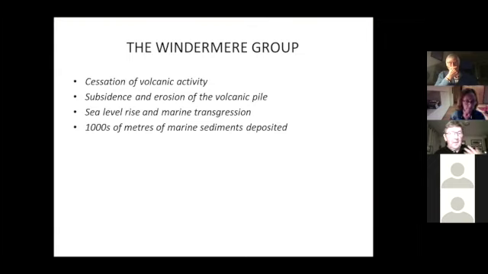Now, the Windermere Group was formed after the volcanic activity came to an end. It involved another period of subsidence. As it was subsiding, the whole area was being eroded. The sea level rose. There are lots of reasons why that happens, but sea level rose. The marine transgression and invasion of the sea came in, and thousands of meters of new marine sediments were deposited on top of the old volcanic pile.